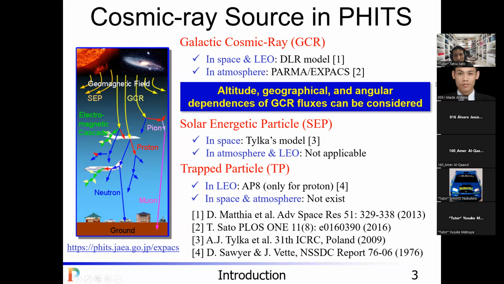For the SEP case, solar energetic particles in space are calculated by the Tylka model. In the atmosphere and low Earth orbit, as I said before, it's not applicable. And trapped protons we can consider only in low Earth orbit, in the magnetosphere, using the AP8 model. And here is the reference for the models.